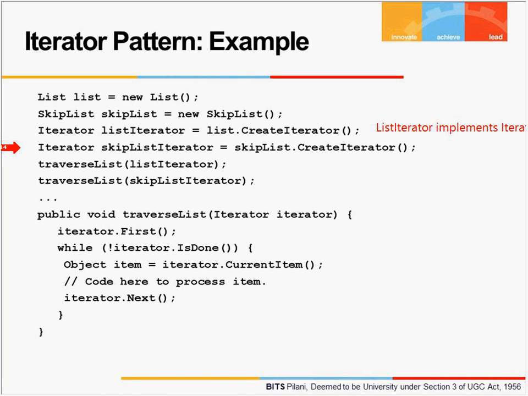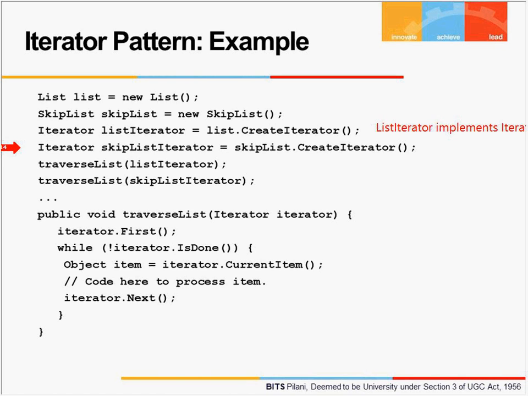Similarly, for the skip list, I will invoke skipList.createIterator. This will return an object of skip list iterator, which implements iterator. Given the implementation, it's obvious that it creates a new object of skip list iterator and returns that.